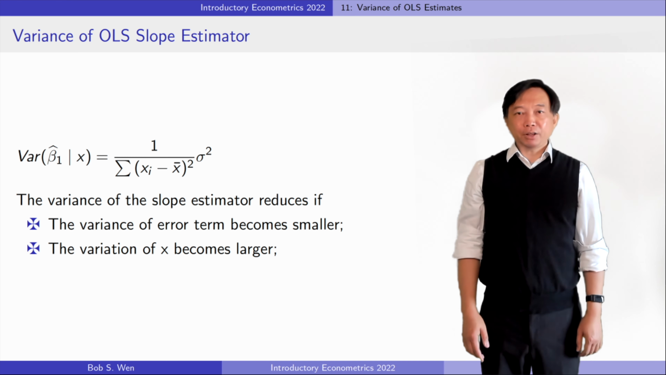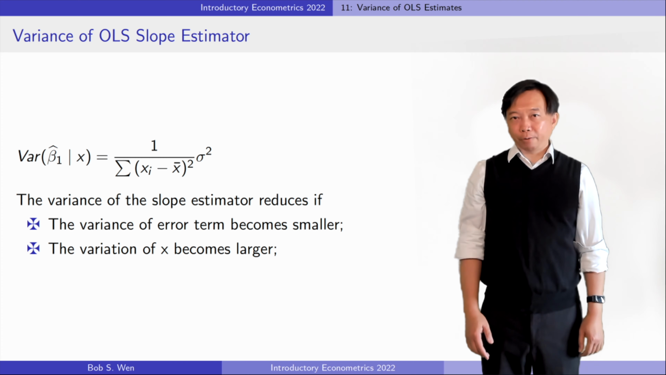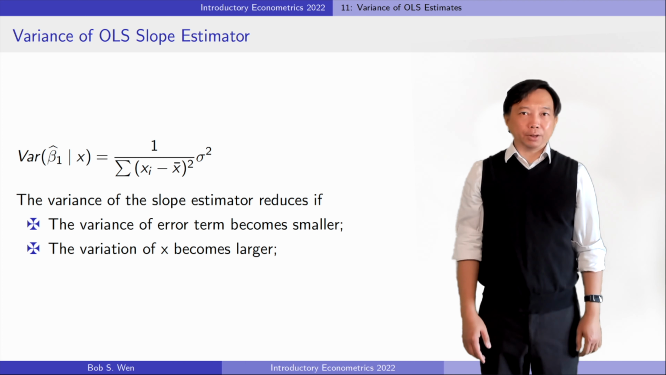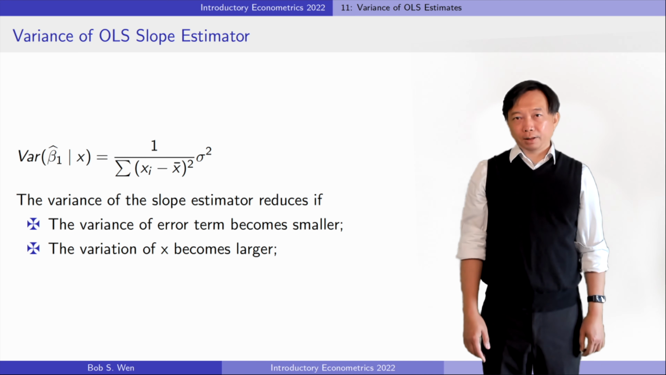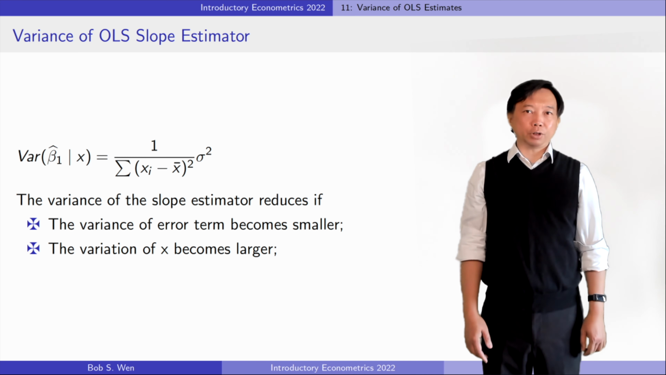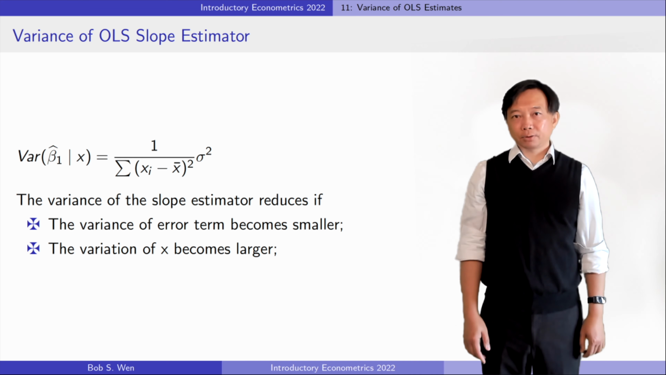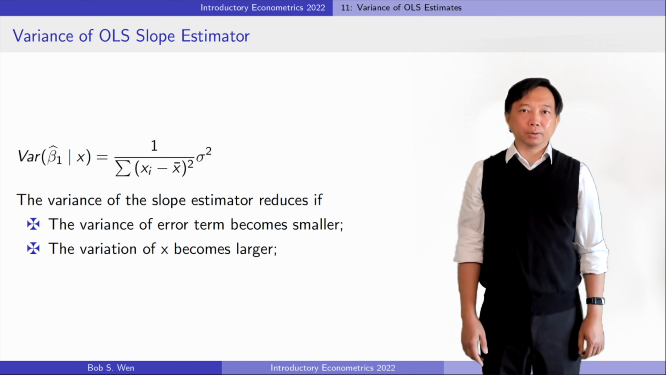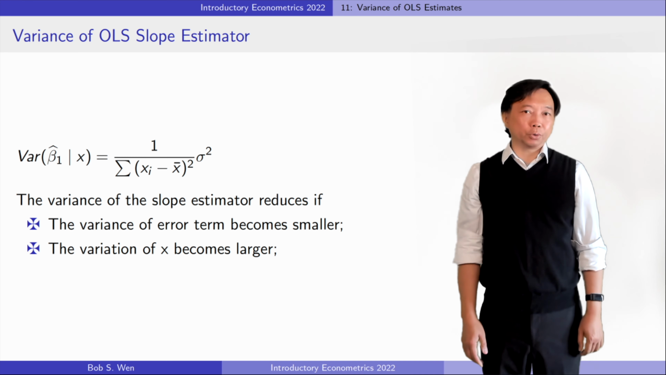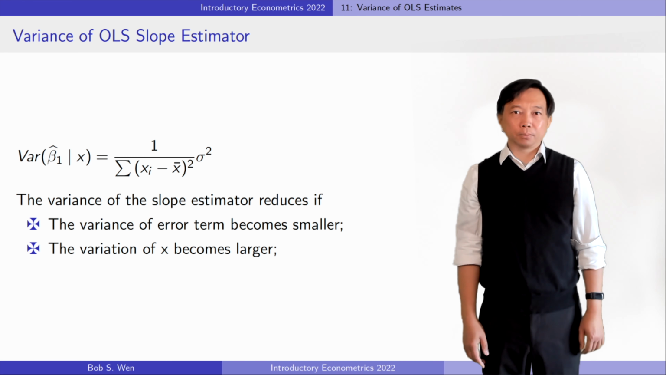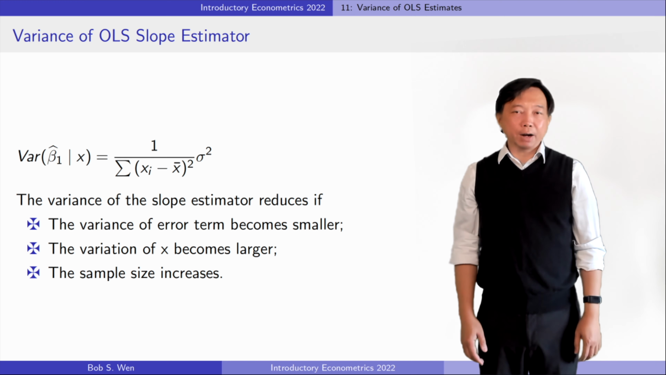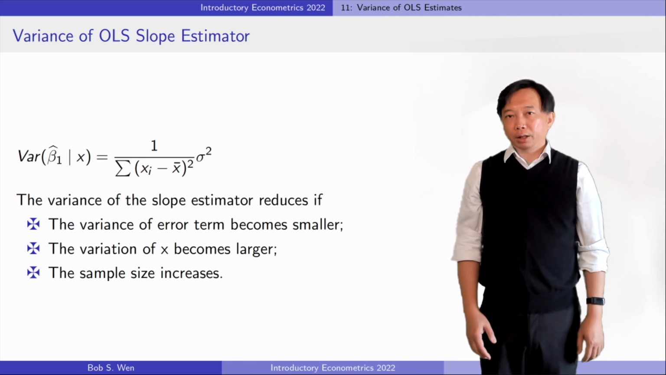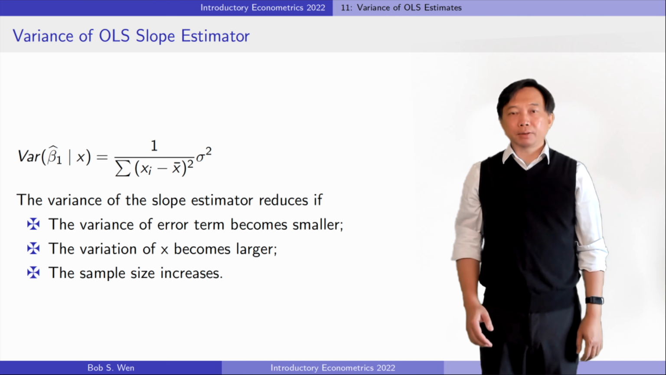If the explanatory variable has little variation, the estimate becomes imprecise. To an extreme, if x has no variation, that is, all x takes the same value, then it's impossible to do the estimation or run the regression model. Third, the variation of the explanatory variable x usually increases with the sample size.